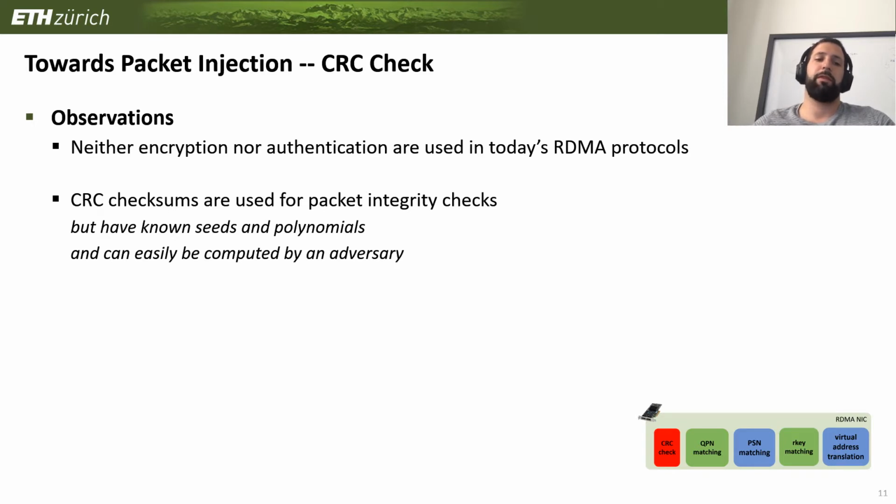what happens with the first check. The problem is that neither encryption nor authentication are used in today's RDMA protocols. The CRC checksums are well known, have known seeds and polynomials, so they can be easily computed by an adversary, because those are just designed for packet integrity checks, so whether any kind of bit flip happened in the network.